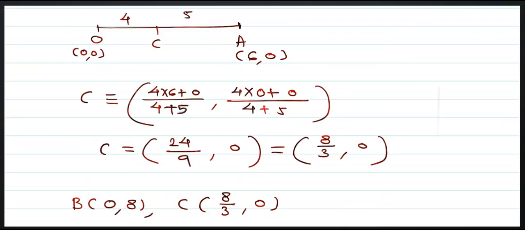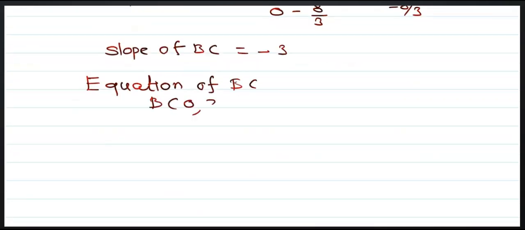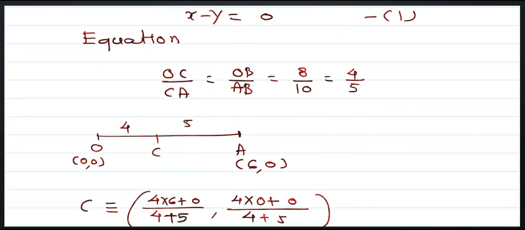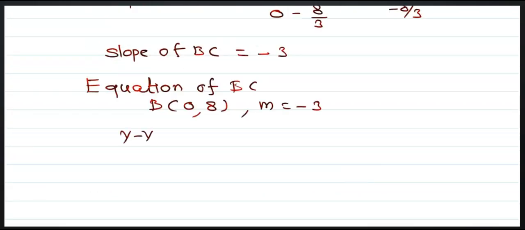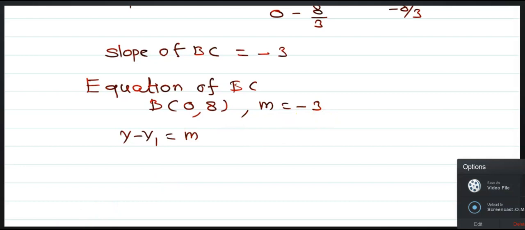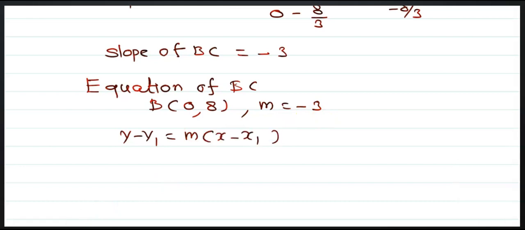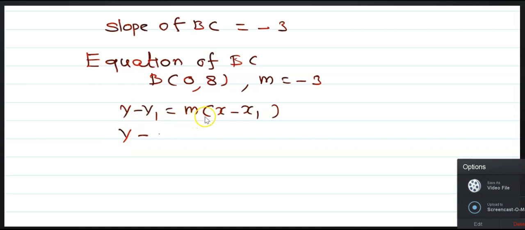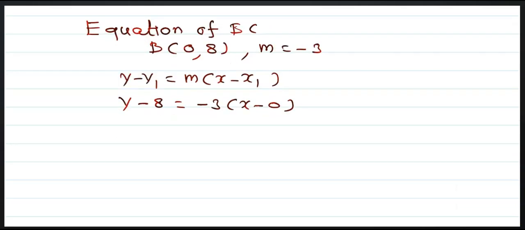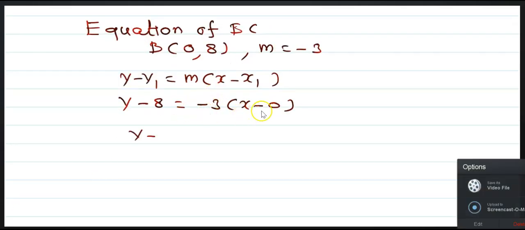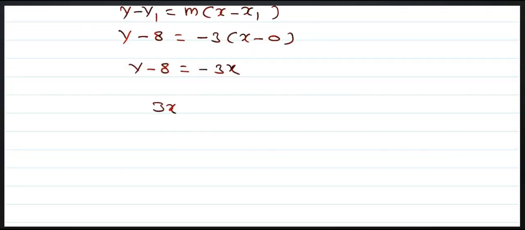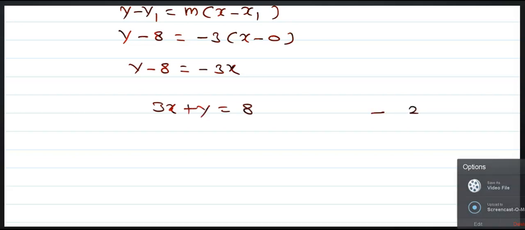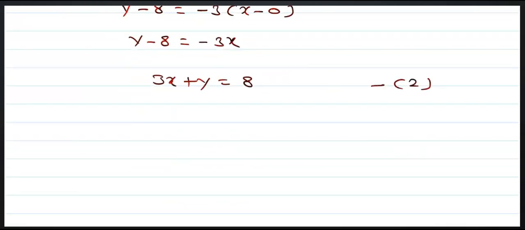Equation of BC. B is (0,8) and m is equal to minus 3. The equation is y minus y1 is equal to m in bracket x minus x1. Substitute: y minus 8 is equal to minus 3 in bracket x minus 0. Therefore, 3x plus y is equal to 8. This is equation number 2.